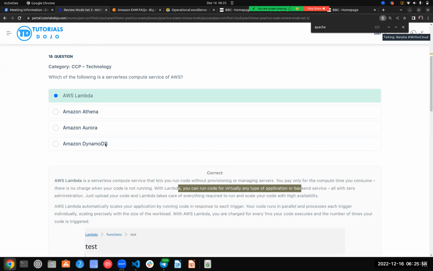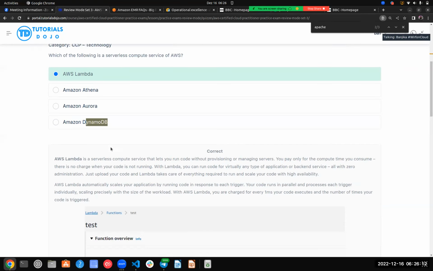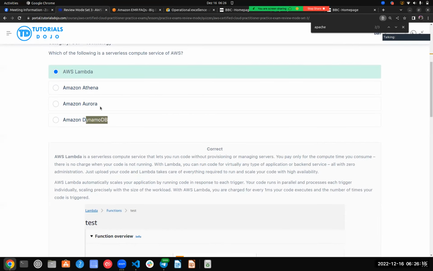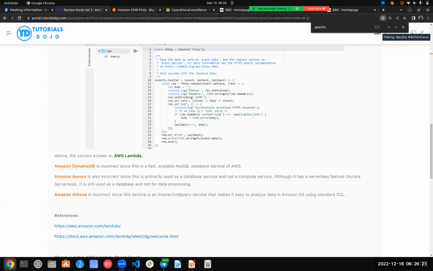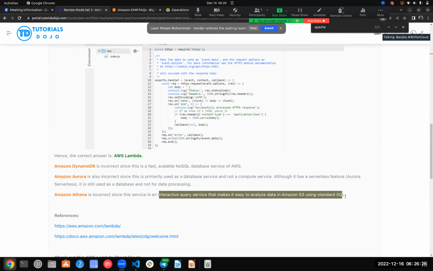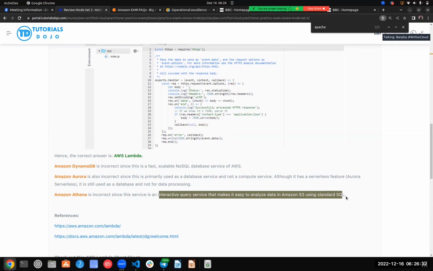Yeah, DynamoDB is serverless, but what kind of service is DynamoDB? It's a database service, NoSQL. Yes, it's a database service. It's not a compute service. Aurora also has a form that is serverless. Athena is used as an interactive query service to analyze data in S3 using standard SQL. So Athena is an interactive query service.